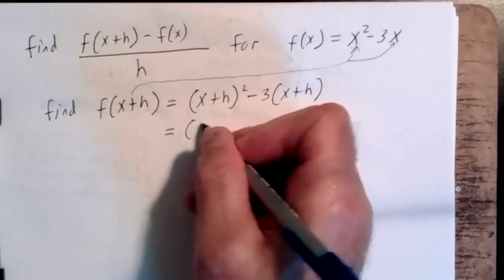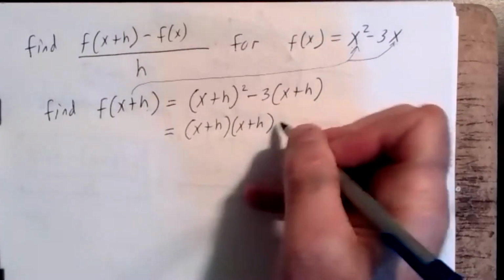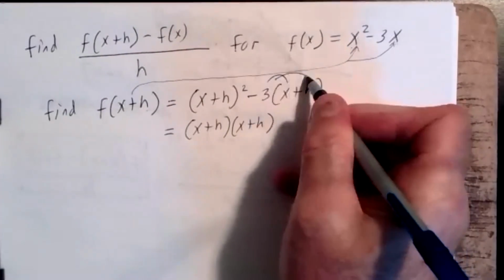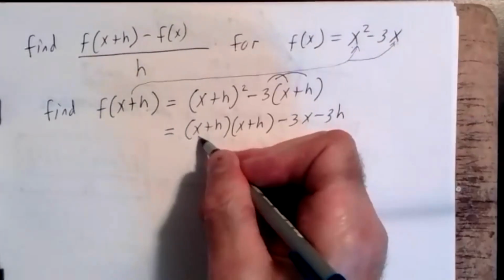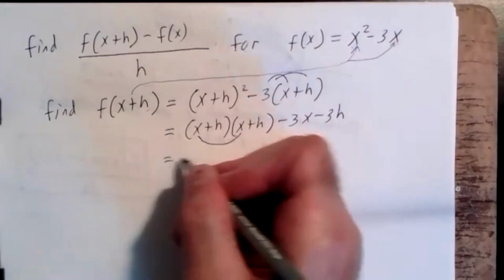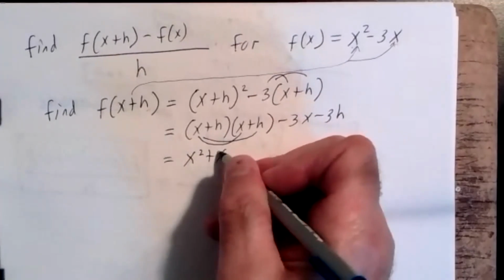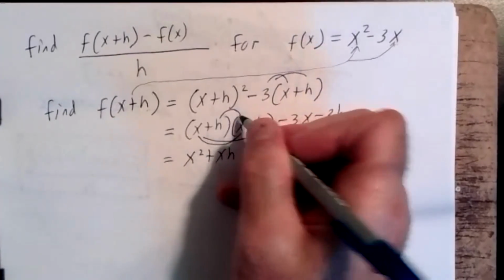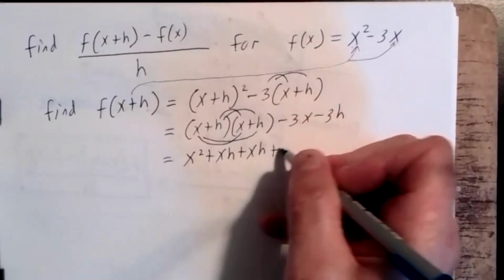You're going to have to FOIL this out, right? X plus h times itself. And here you can distribute the -3 inside the parentheses. So you got minus 3x minus 3h. Now what's x times x? That gives you what? X squared. X times h is plus xh. H times x is plus another xh. And then h times h is plus h squared.